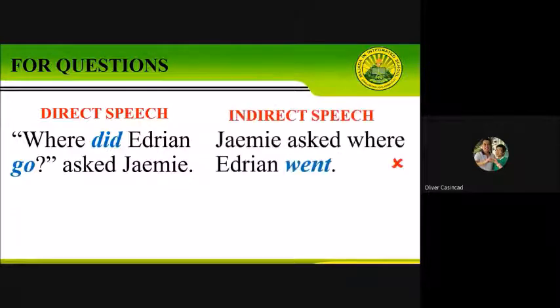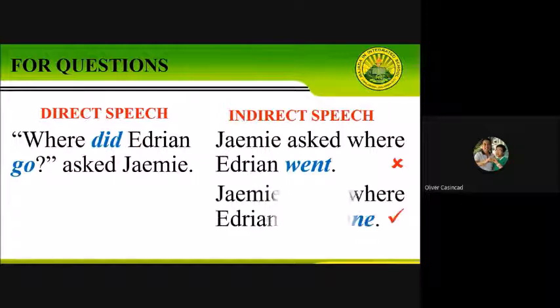In the direct speech, "Where did Adrian go?" asked Jamie. So you have there the verb did go, which is in the past tense because of the word did. Now, if we are going to change that into indirect speech, you have "Jamie asked where Adrian went." Is it correct? The verb went? Because did go is already in the past tense. So the correct answer: Jamie asked where Adrian had gone. Take note, the verb in the direct speech is past tense. So if we are going to change past tense into indirect, it will become past perfect tense. So, had gone.